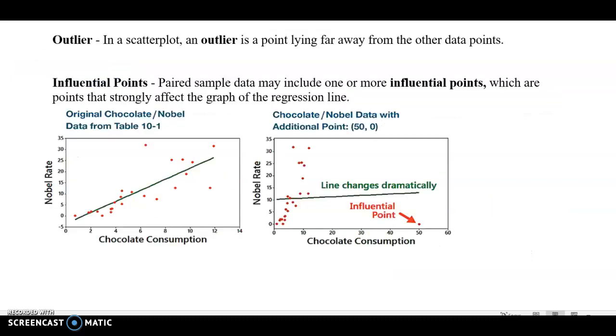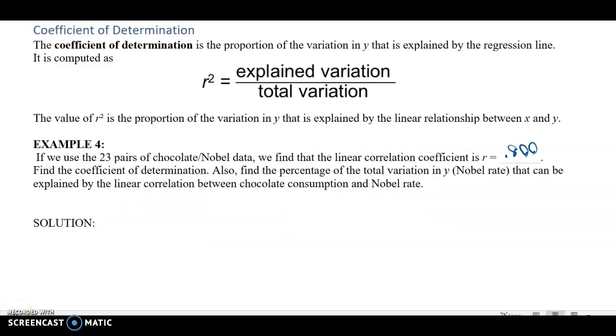We've already talked a bit about outliers and influential points, but as you can see, 1 point can strongly affect your graph here. We can see with and without the point what happens to a graph. Finally, we have the coefficient of determination, which is R squared, and it's a proportion of variation in Y that's explained by the regression line. It's computed as R squared is explained variation over total variation.